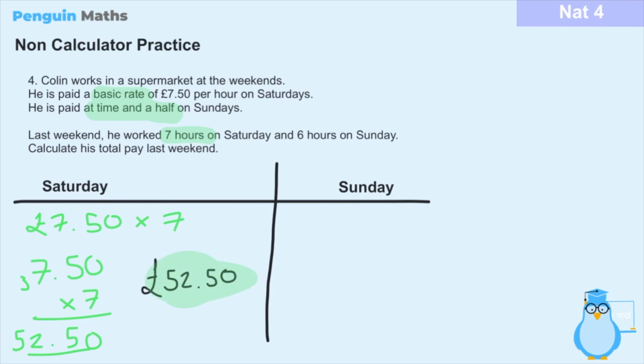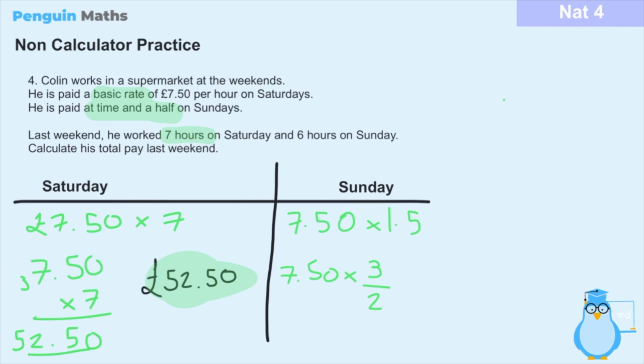And now for the Sunday, what we have to do is figure out first of all how much he's paid per hour. So we know that's going to be £7.50, and because it's a time and a half, what that means, it's going to be times that by 1.5. And there's multiple ways you can do this, but what I'm going to do is just change the 1.5 into a known fraction, which would be 3 divided by 2, because 3 divided by 2 equals 1.5, and that means what we can do then is just simply multiply the 7.5 by 3 and then divide that answer by 2.